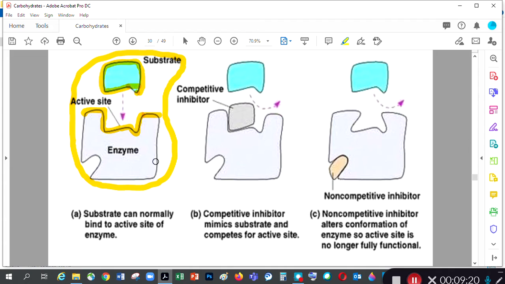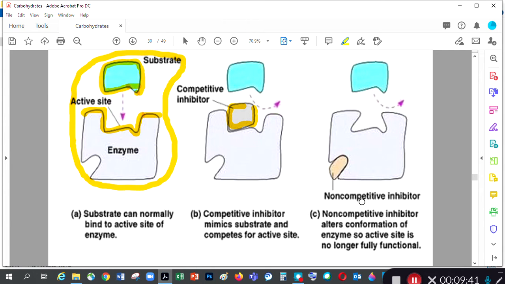Very normal. With competitive inhibition, the inhibitor will come and take over the sites, so the substrate cannot come and fit in. That's competitive. But it's reversible, because anytime the condition changes and this inhibitor is kicked out of the active site, the substrate comes in and the reaction resumes.